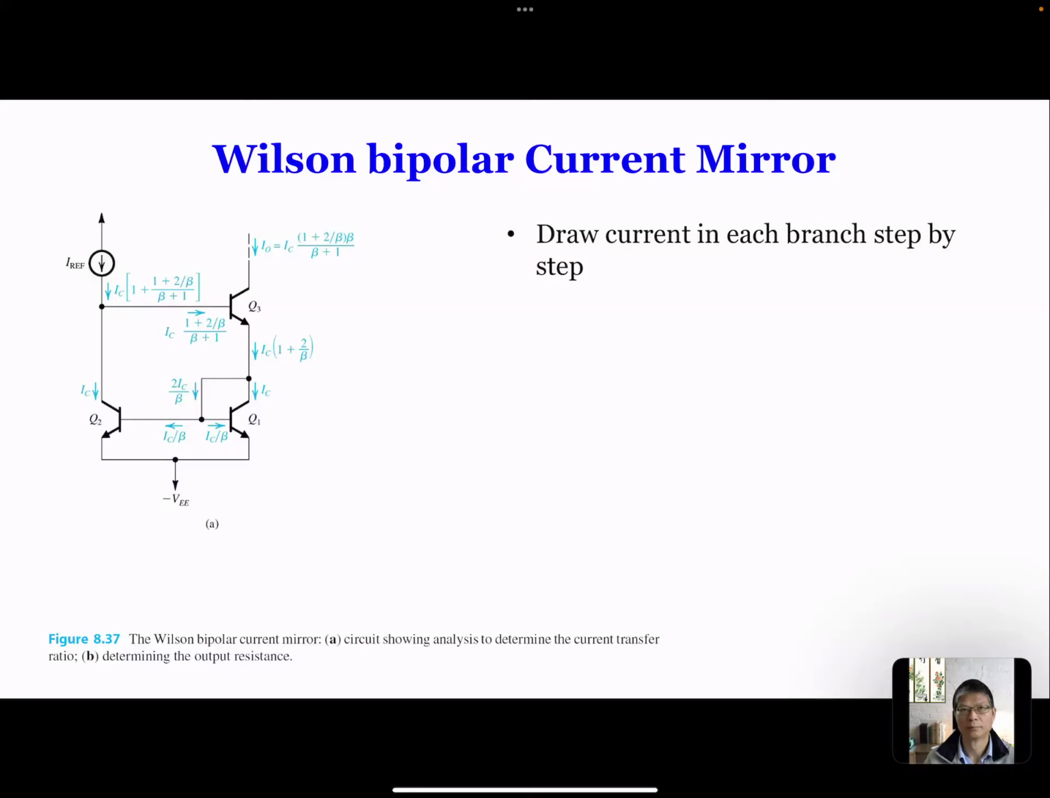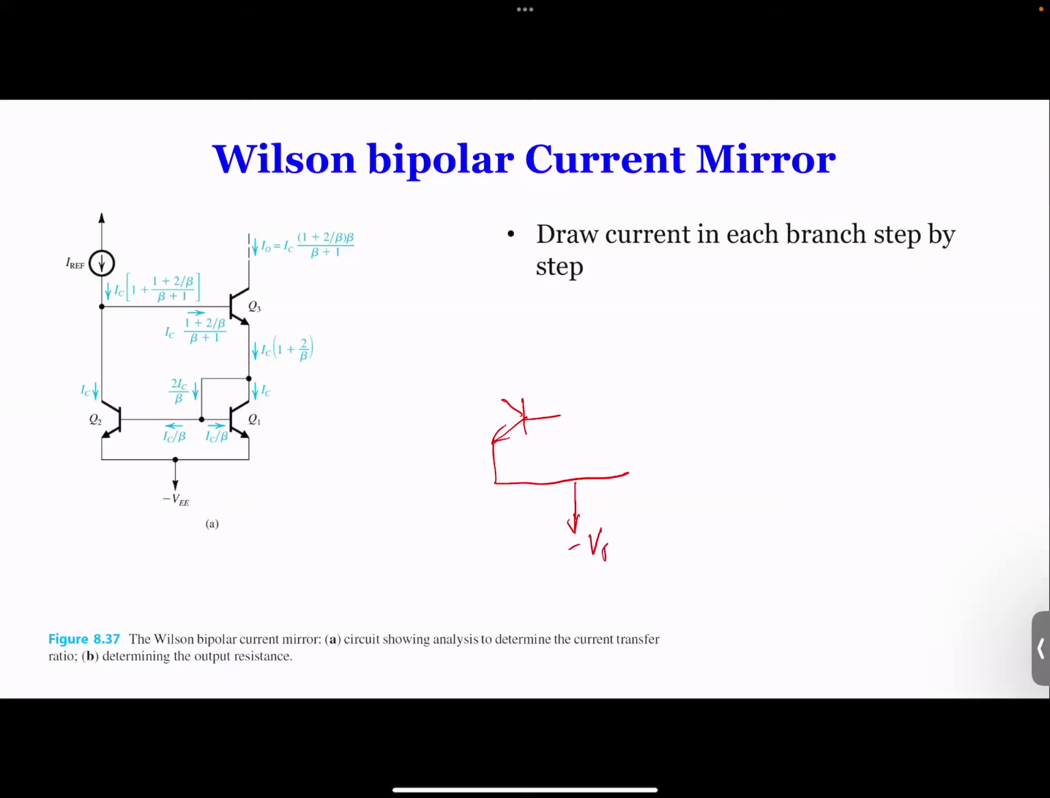So let's look at the circuit and initially look at how it works. I'm going to redraw the circuit, because that part is used for your reference, so that we can go through it together and you can see how the currents are calculated in each of the branches. So there are two BJTs. They are both N-type BJTs.